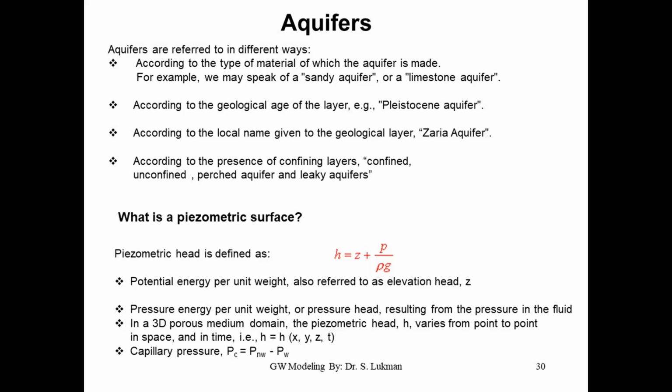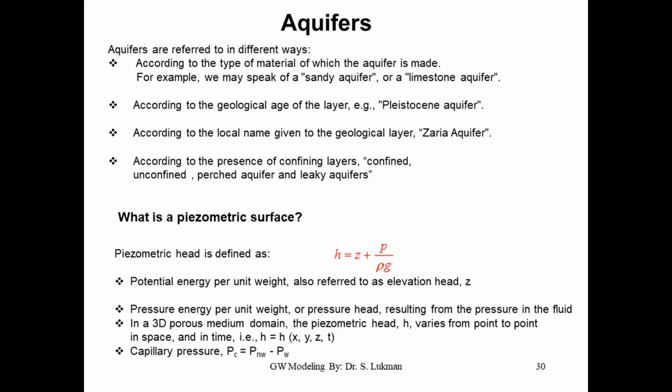Now, this we already explained, according to the presence of confining layers, where we defined it as confined aquifer, bounded above and beneath; unconfined, bounded from below; perched aquifer; and leaky aquifers. Perched aquifer is found in the unconfined zone. When you have an aquitard, it will appear as if it were a pond. So it's more or less temporary, not really a continuous aquifer. And leaky aquifer leaks to adjacent aquifers.